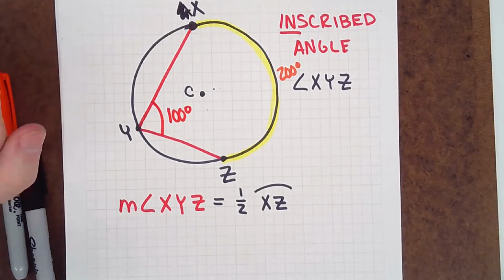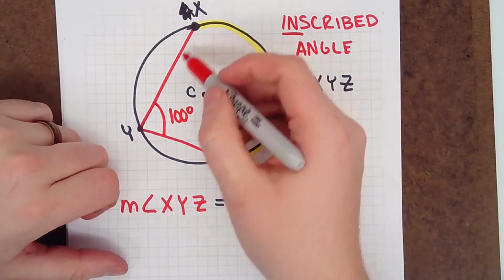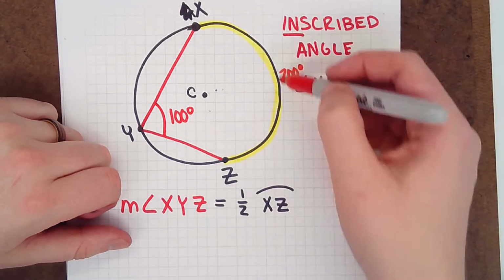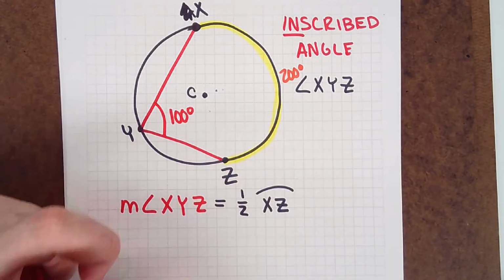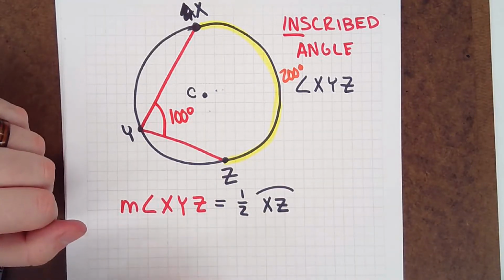So that's 100 degrees right there. So notice the relationship is kind of a 2-to-1 relationship. If they give you the angle, the inscribed angle, then you know the arc is double that. And if you're given the arc, well, then you know the angle is half. It goes both ways, right? So that's the relationship between inscribed angles and their arcs.